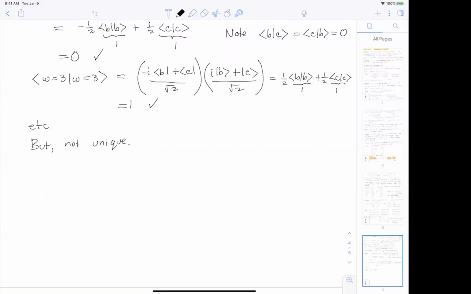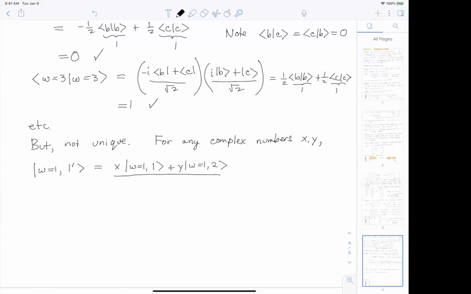And so let's just illustrate why they're not unique. Okay, so for any complex x and y, just any complex numbers, we can make a new set of orthonormal eigenvectors. The first one I'm going to call omega equals 1, but instead of calling it 1 or 2, I'm going to call it 1 prime. And I'm going to construct it as follows. It's x times omega equals 1, 1 label, plus y times omega equals 1, 2 label.